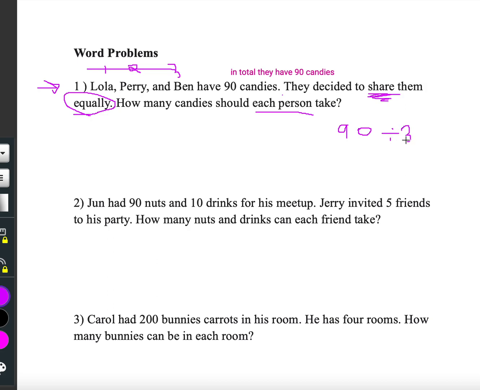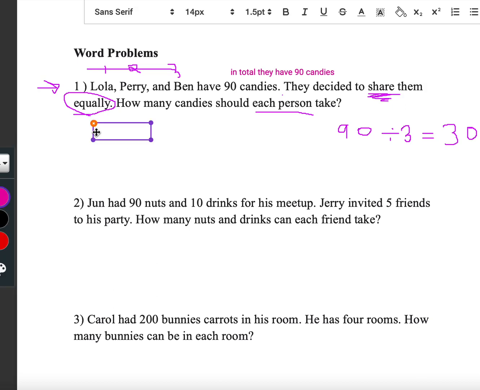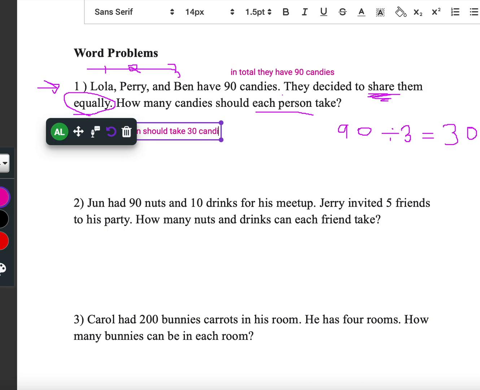Now here's a great time to use the little mini trick that I taught you guys. So 90 divided by 3. So we can take out the 0 and we can just do 9 divided by 3, which is 3. And then we can later add back the 0 and add it to the quotient. So now we have 30. So now we can answer in a complete sentence. Each person should take 30 candies.